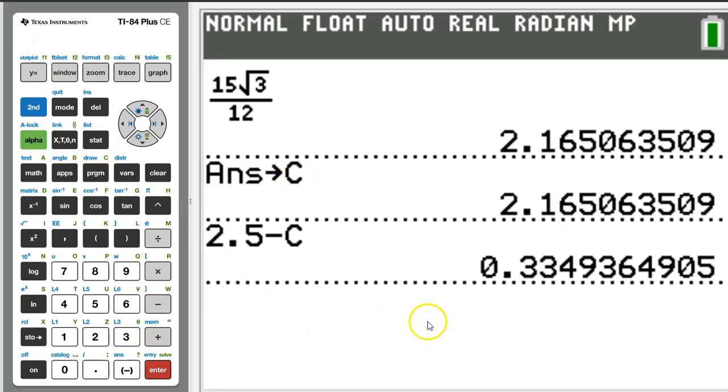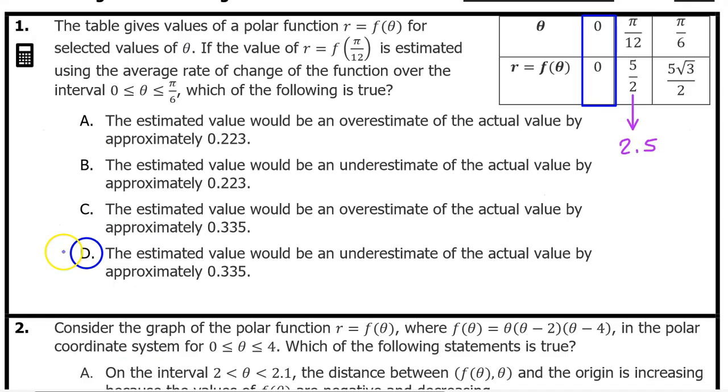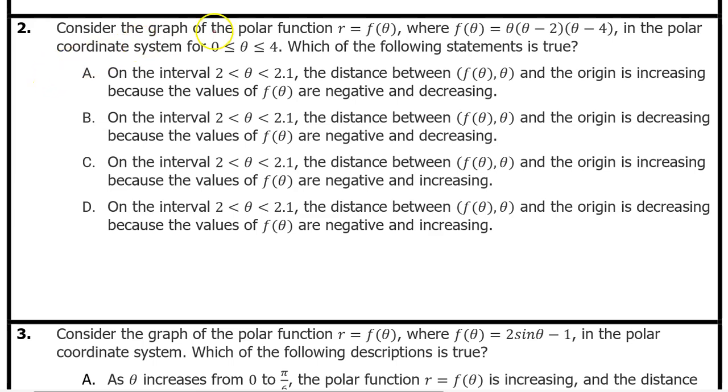We are looking for the answer choice that says our estimate will be an underestimate by 0.3349. Rounding to 3 decimal places, the answer is D. The estimated value would be an underestimate of the actual value by approximately 0.335.